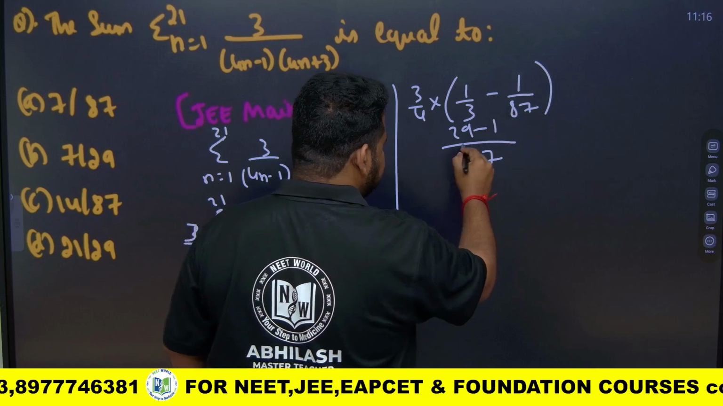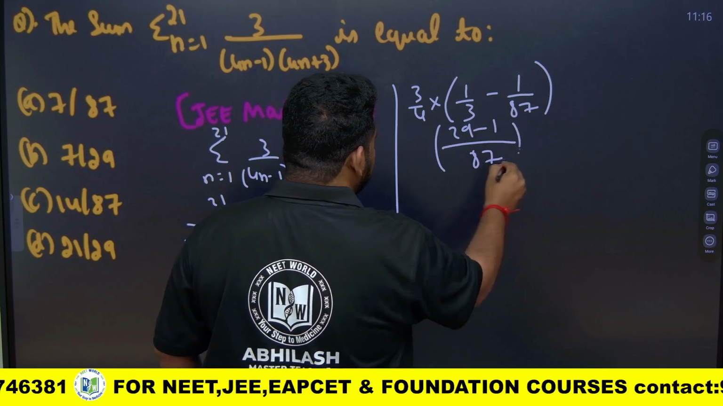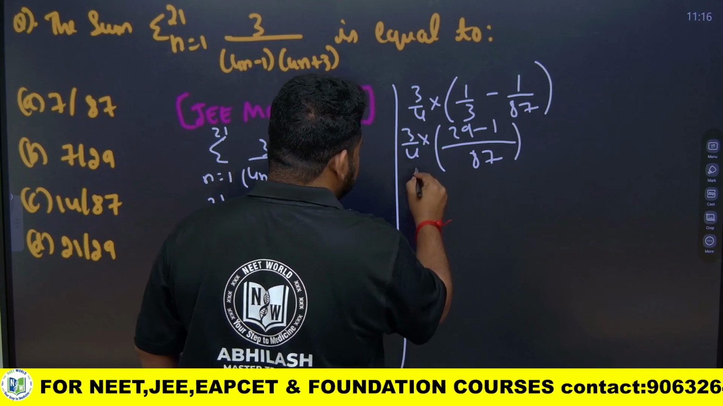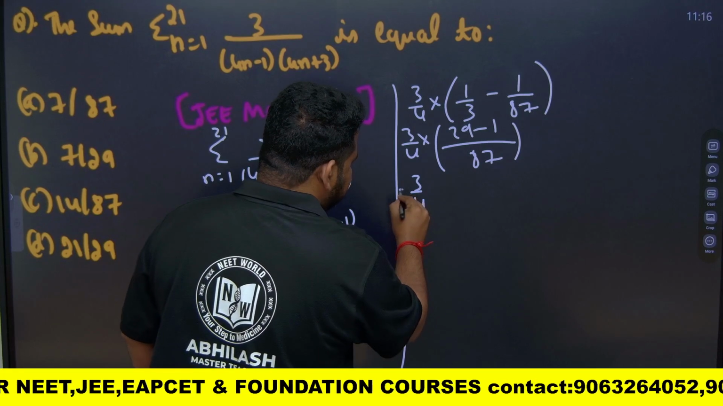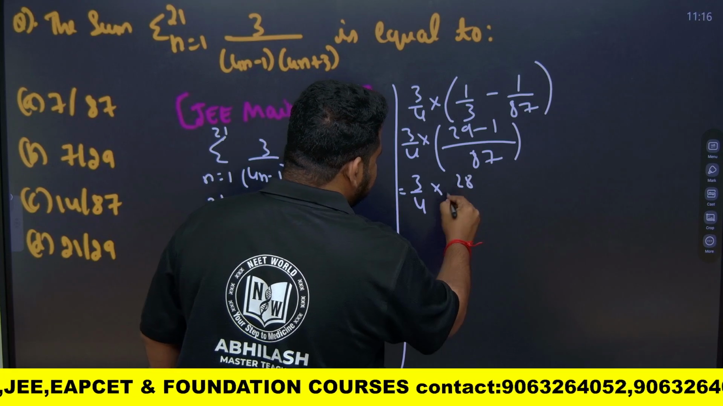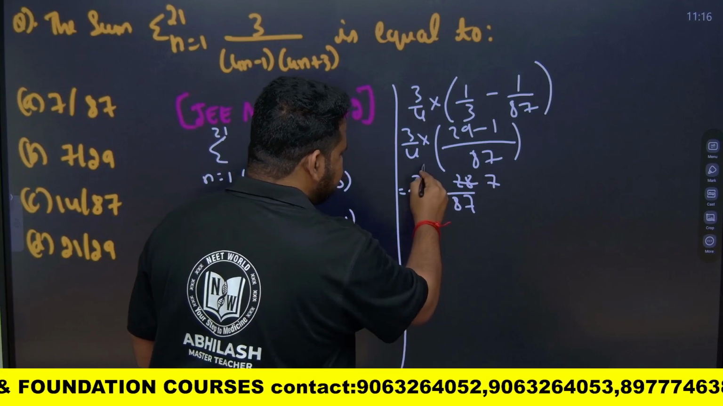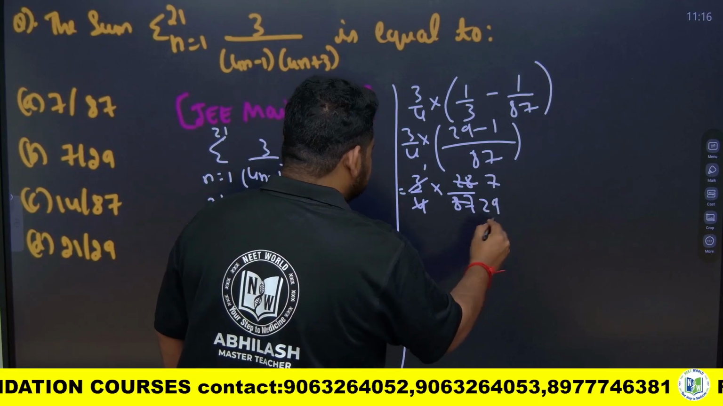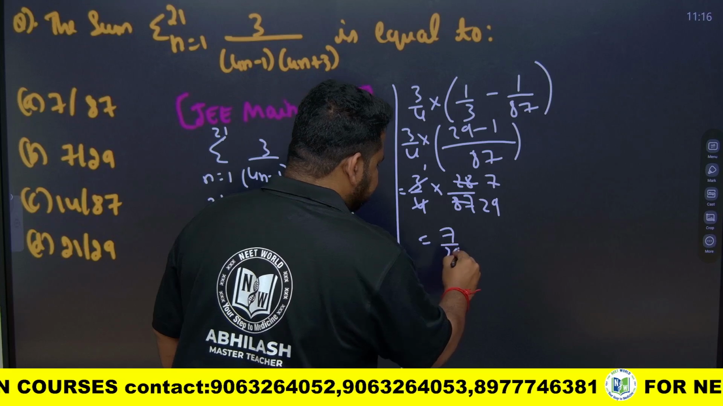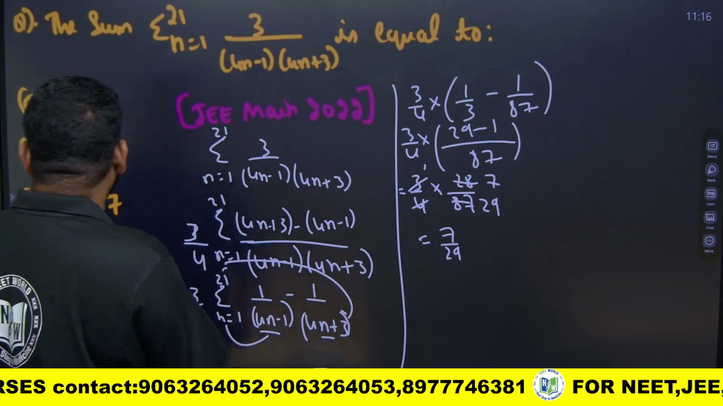81 cancel. This will be 29 minus 1 by 87 into 3 into 4 I will get. So this will be equal to 3 into 4 into 28 by 87. This is what I get, friends. So 4 1s are 4, 7s are. So 3 1s are 3, 29s are. So the answer will be 7 by 29, that is option B.